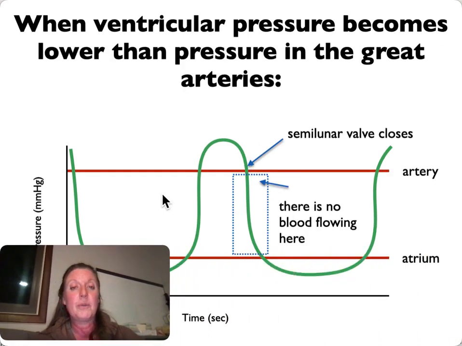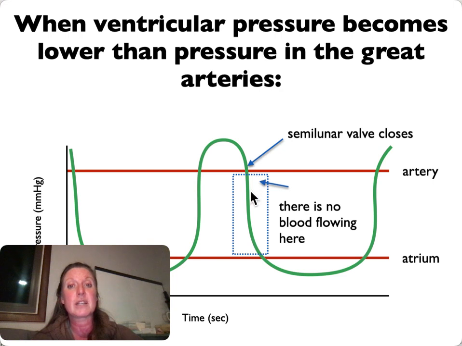Okay, now the ventricles begin to relax, the pressure is starting to decrease, and the moment that ventricular pressure becomes lower than the pressure in the arteries, the blood wants to go from the arteries to the ventricles. But the semilunar valves close, and that prevents the backflow of blood. Now, that means that we've got no blood flow because right now the semilunar valve is closed, so the blood can't come backwards, but the pressure in the ventricles is still higher than the pressure in the atria, so that valve is also closed.